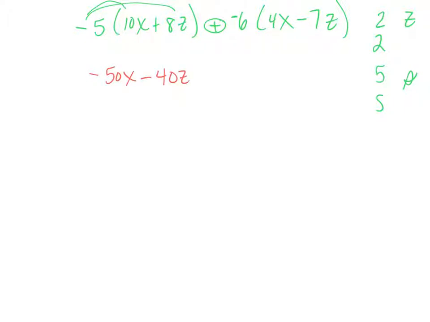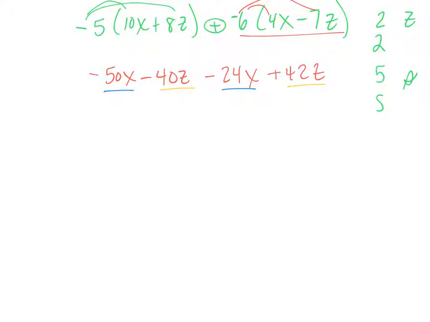Somebody tell me what happens over here. Negative 6 times 4x is negative 24x. And then negative 6 times negative 7 is what? Negative 42? Plus 42. A negative and a negative. Oh, right. Got it? So we've got x's and z's. There are your 2 x's, and there are your 2 z's.